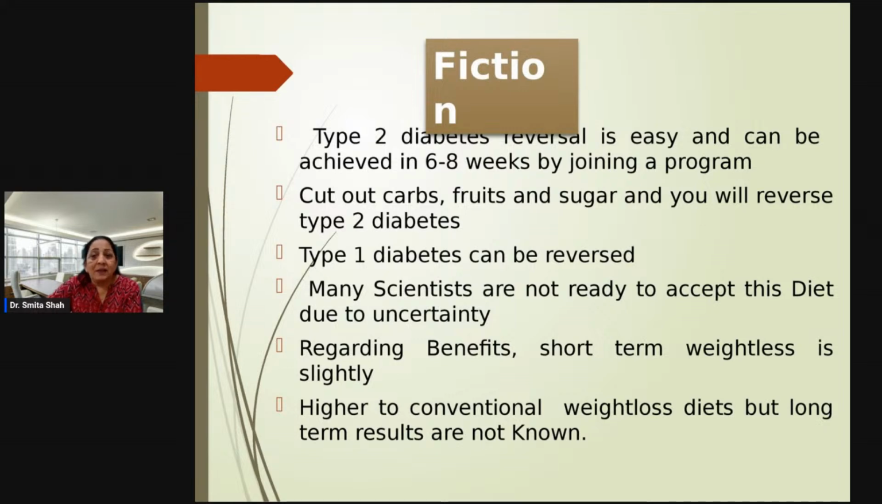So the claim is that type 2 diabetes reversal is easy and can be achieved in 6 to 8 weeks by joining the program. Cut off the carbs, fruits and sugars and you will reverse the diabetes. There are lots of myths about that. Can type 1 diabetes be reversed? No, it cannot be reversed.